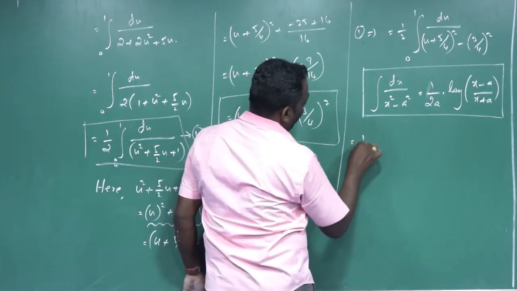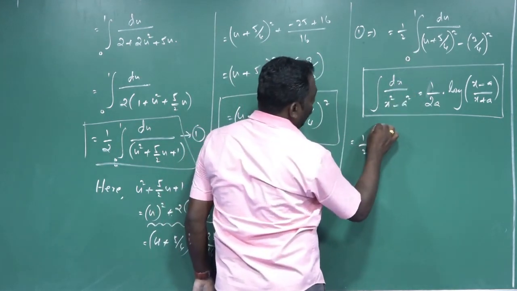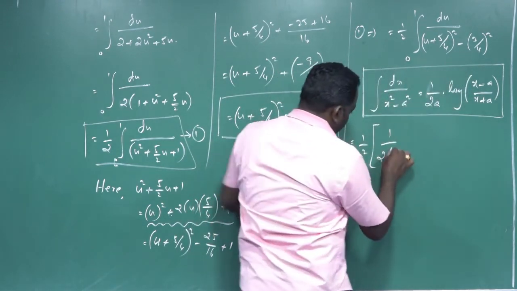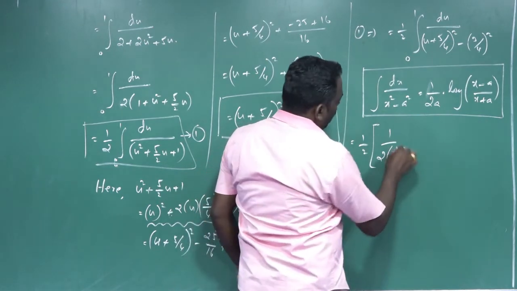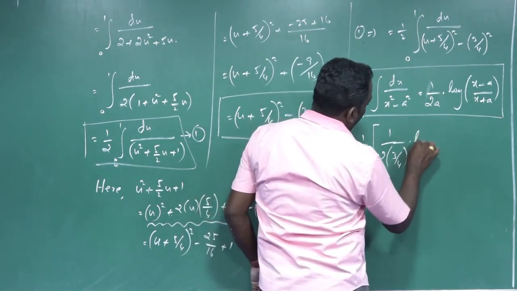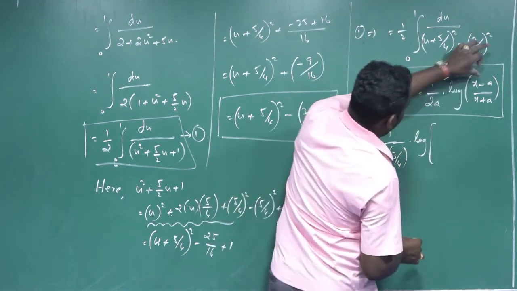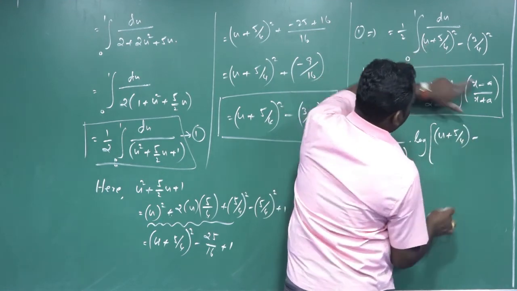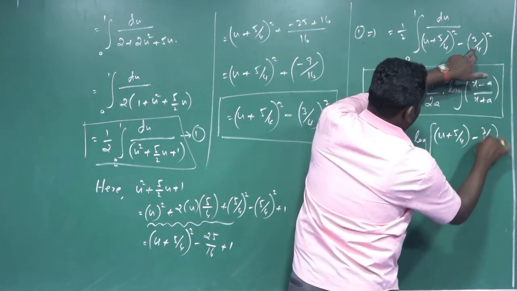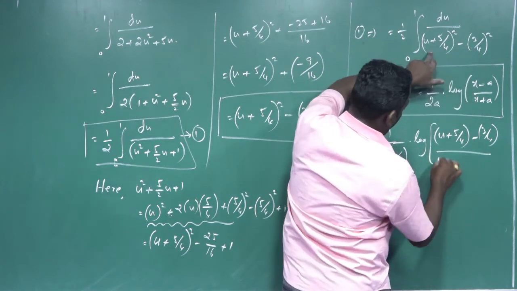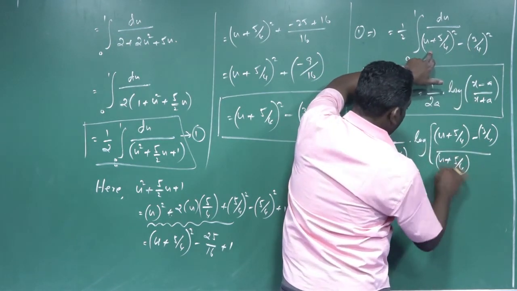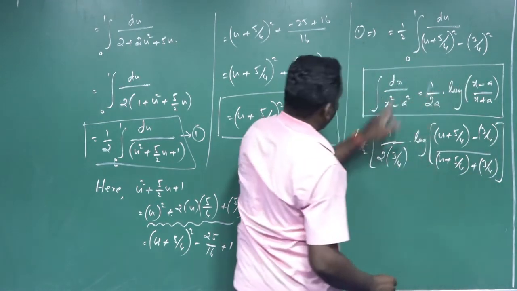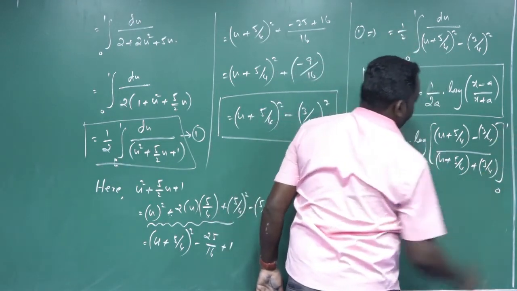Therefore, that is equal to 1/2 times the integration of this value. What is a here? A equals 3/4. So we get 1/(2 times 3/4) times log of (x minus a)/(x plus a), where x is u + 5/4, so x minus a is u + 5/4 minus 3/4, and x plus a is u + 5/4 plus 3/4. The limits are 0 to 1.